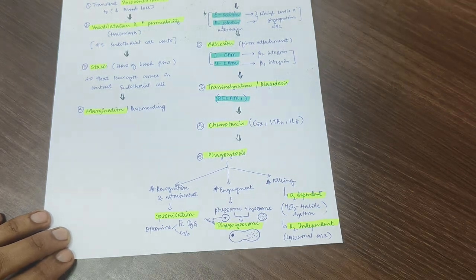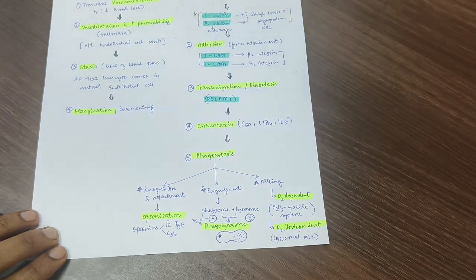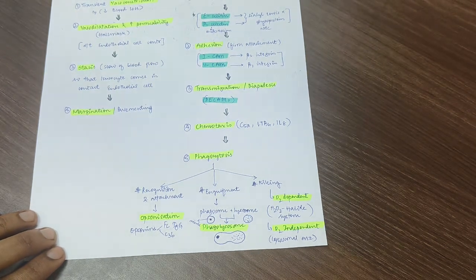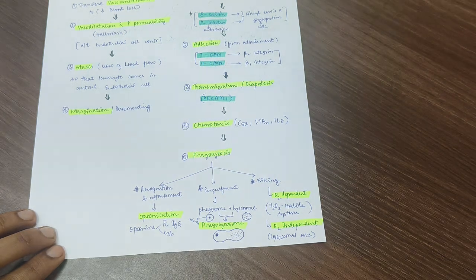How is this killing taking place? There are two methods: oxygen dependent and oxygen independent. Oxygen dependent killing is called the H2O2 halide system. On the basis of this hydrogen peroxide and halide system, oxygen dependent killing occurs, whereas oxygen independent killing is based on lysosomal enzymes.